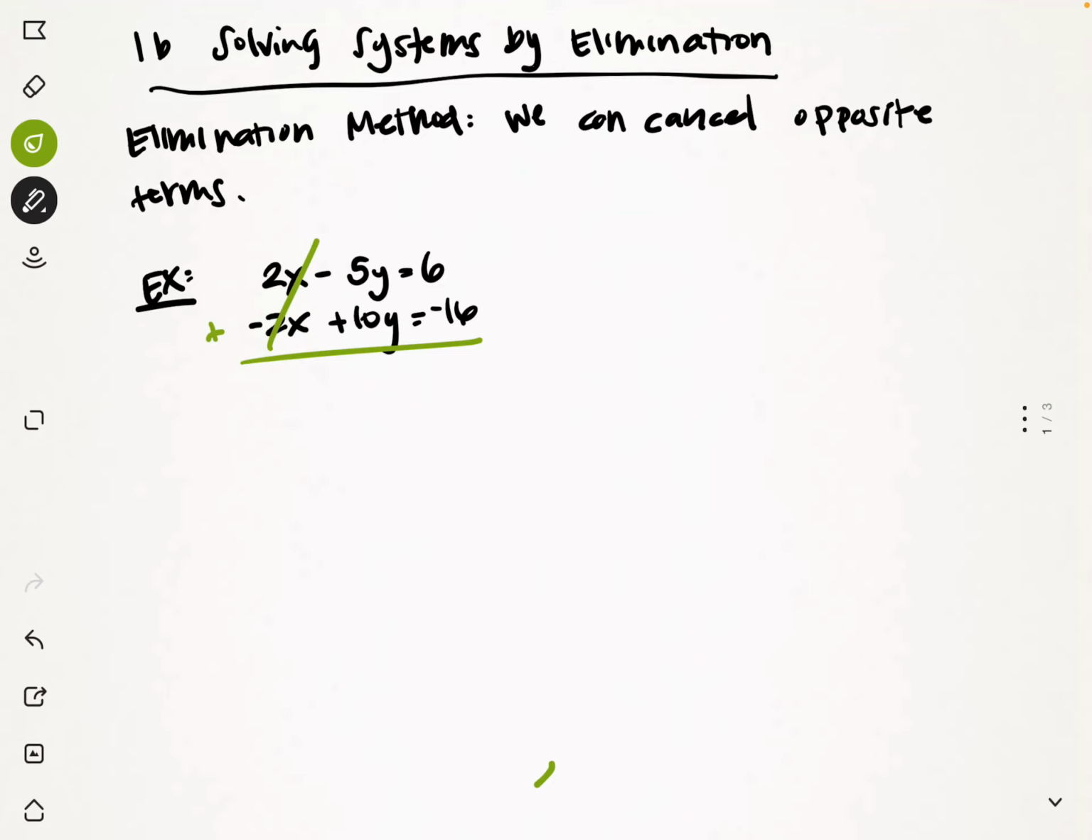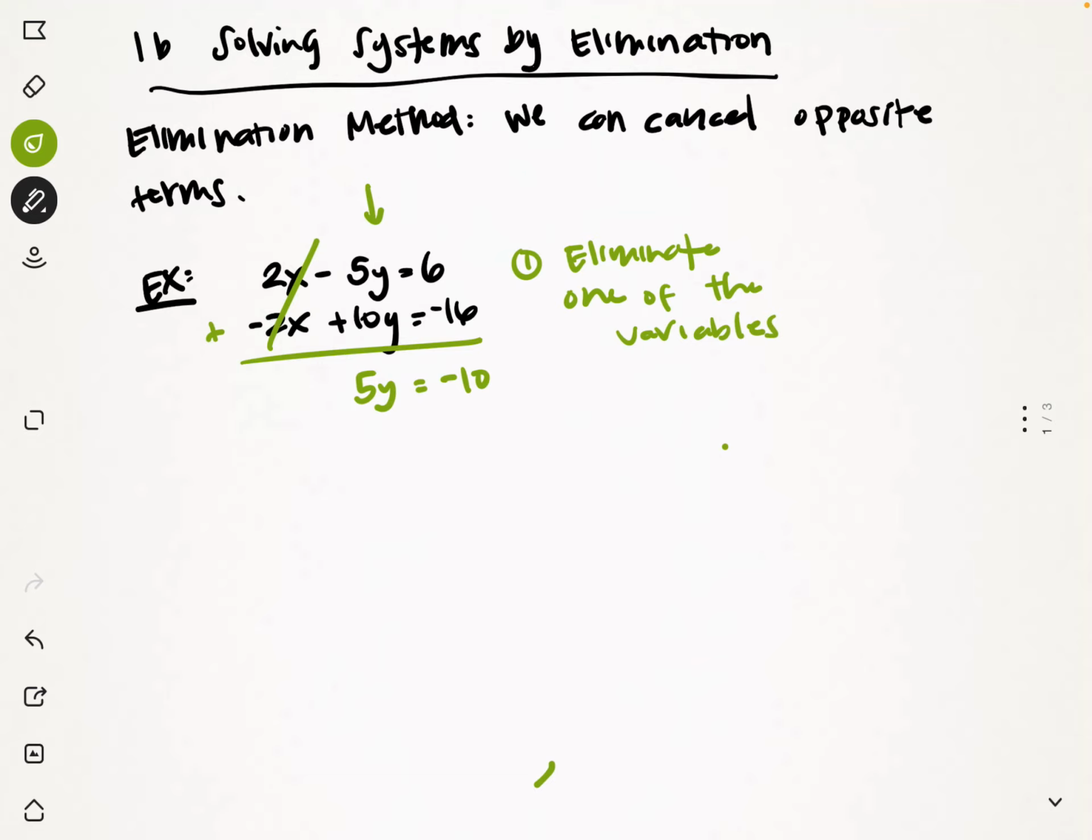All right, be very careful with your signs here. So we have negative 5y plus 10y. So that's going to be positive 5y. And then that's going to be equal to 6 plus negative 16, or 6 minus 16, which is negative 10. So step 1, eliminate one of the variables.